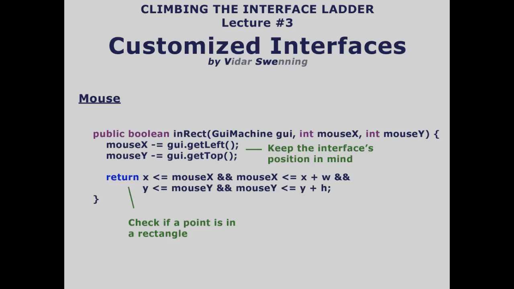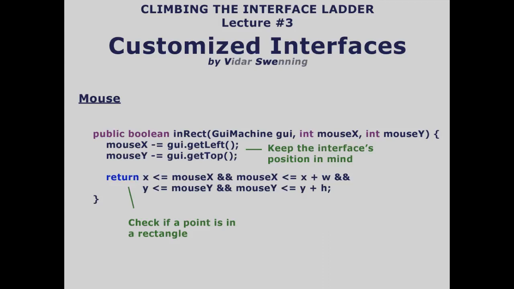But if we have a rectangle that is set up with the GUI rectangle, then we obviously need to keep the GUI, the interface position in mind. So you need to think of GUI left and GUI top. Either you will have to modify the mouse to do so, or you will have to add that when you actually create a rectangle of some sort.